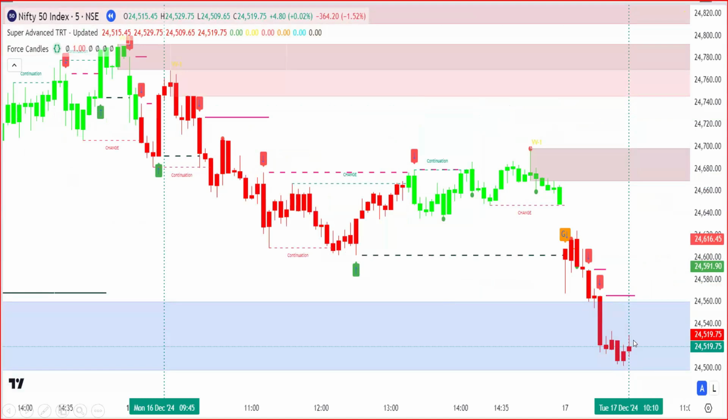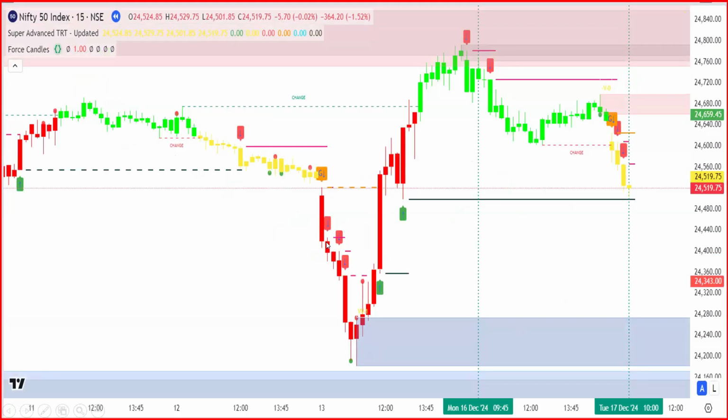But I have said multiple times that if the trend on the current time frame is not in your favor, if the trend is down, the buying area will disappear. Do we see any buying area here on the 15-minute time frame?